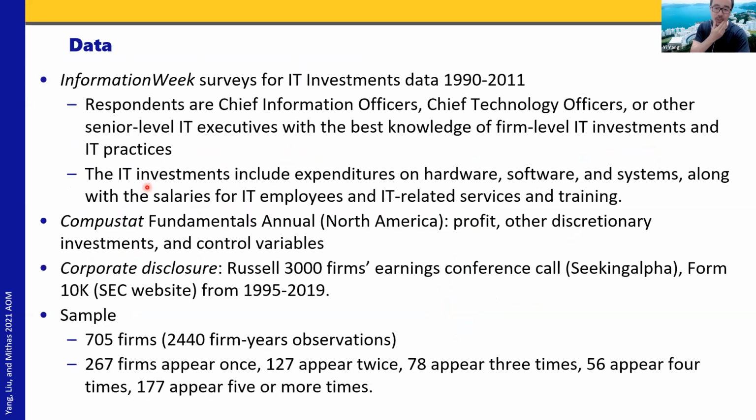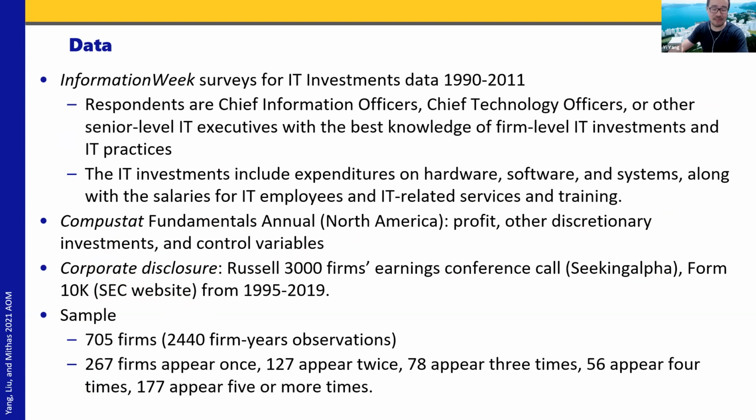So now we have a good measure for IT strategy, right? We want to examine the second research question: how do IT strategy emphasis and discretionary investment affect firm profits? To answer this question, we compile a data set from the following resources. We get IT investment data from the Information Week survey. We get the firms' profits, fundamental data, discretionary investment data, and other control variables from Compustat. And we get the firm disclosures from Seeking Alpha and SEC websites. Seeking Alpha is for the conference calls, and the SEC website is for the annual report 10K.